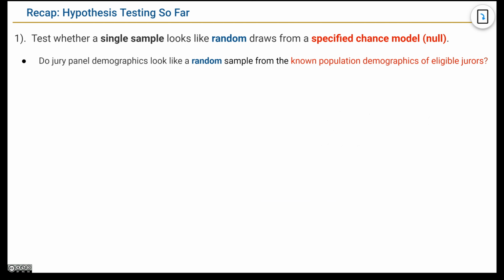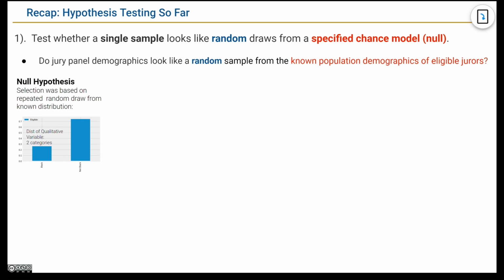So I'm going to use the two jury examples we've already looked at so far. The first was the Robert Swain jury example here, and the second was the Alameda County jury example. In both of these cases, we actually knew the underlying model for the population demographics of eligible jurors, or at least we had a pretty good guess for it. And so this plot here is a way of visualizing those distributions. And the assumption was that we were taking random repeated samples from these distributions in order to compile our jury panel.